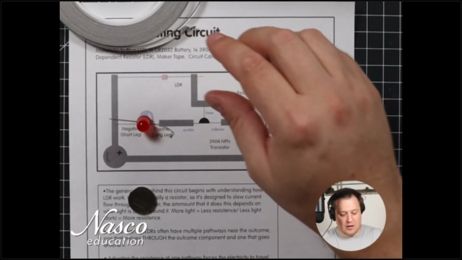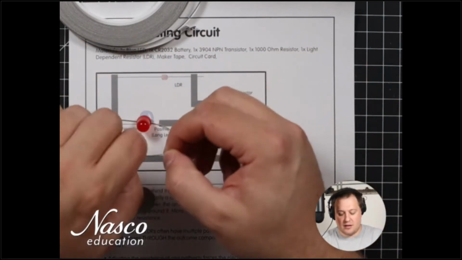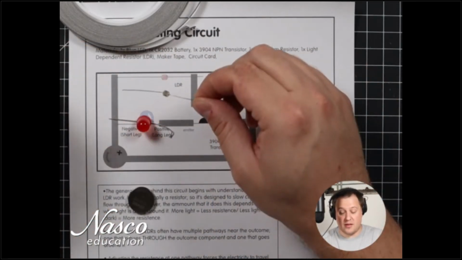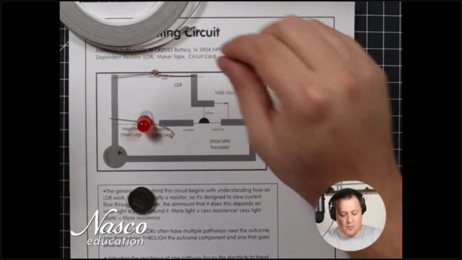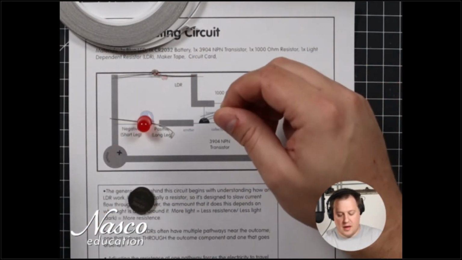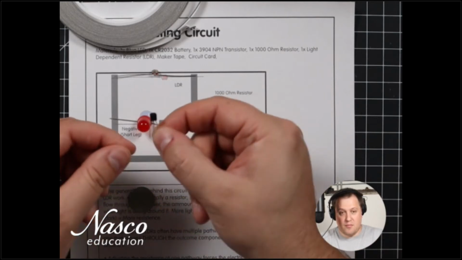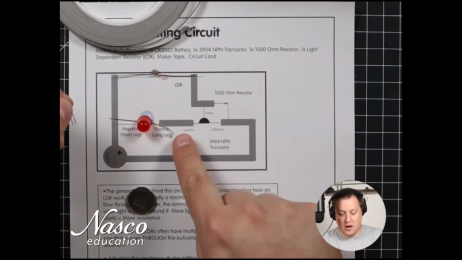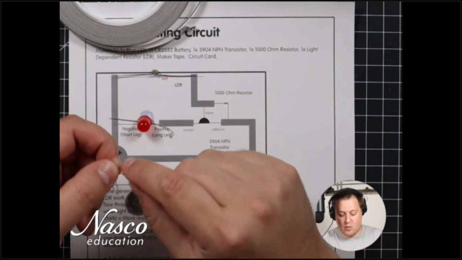My light detecting resistor, I just need to take here and bend its little legs out. There's no positive or negative on this guy. There we go. I can take my transistor here and bend its legs out. I want to bend one left, one right, and the middle one backwards.